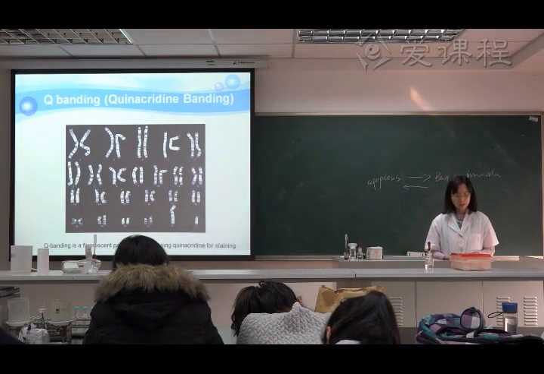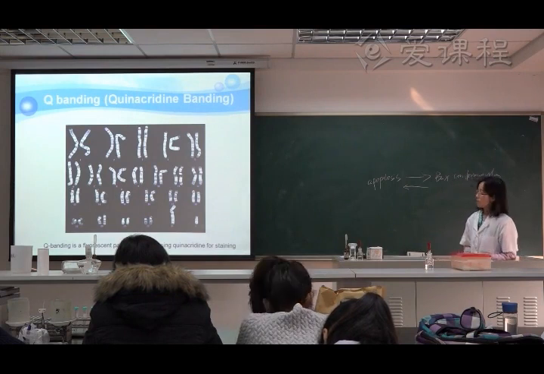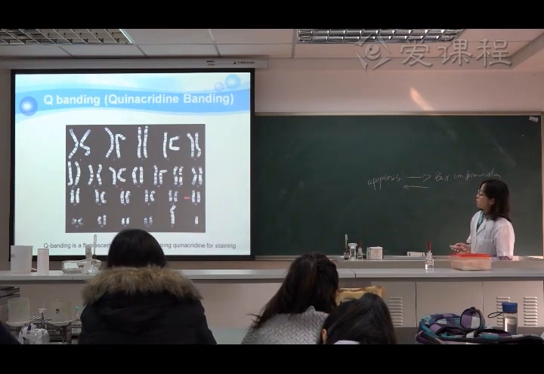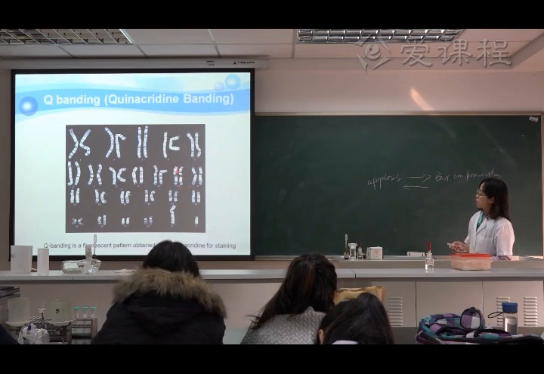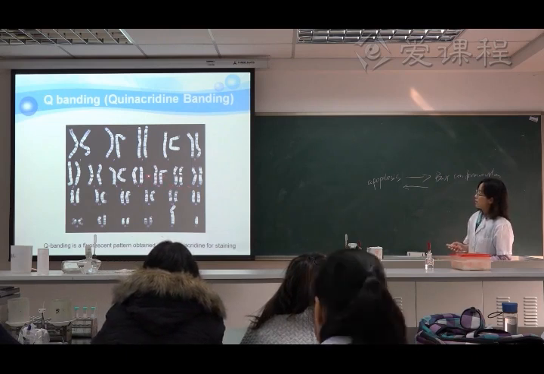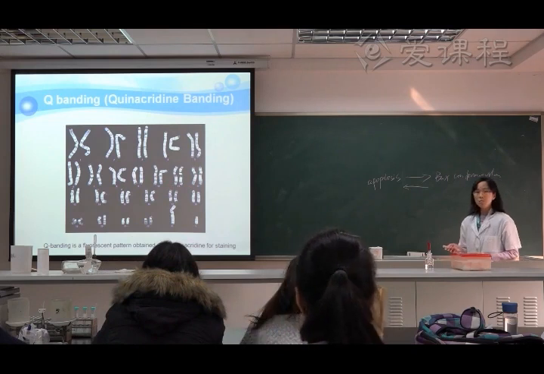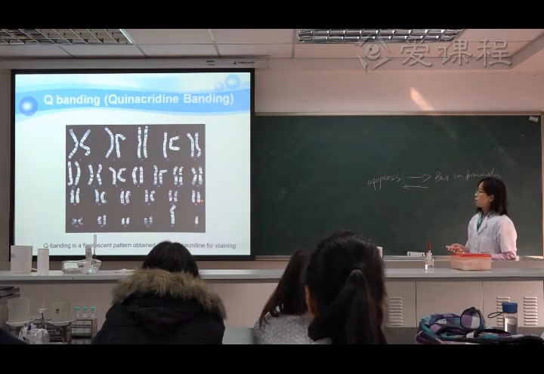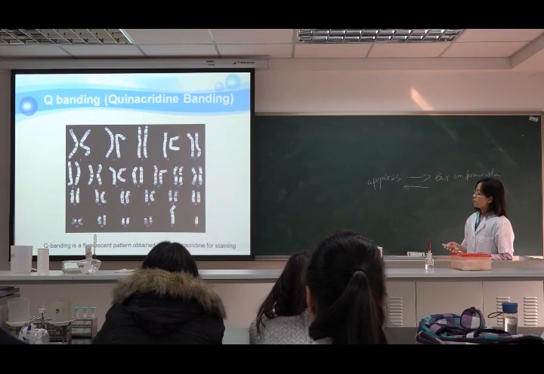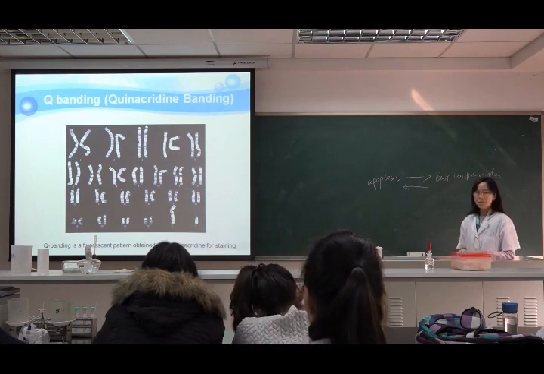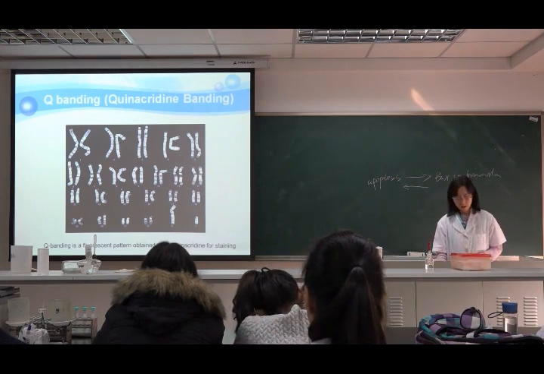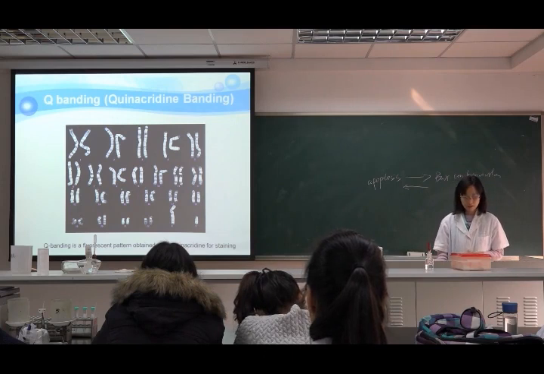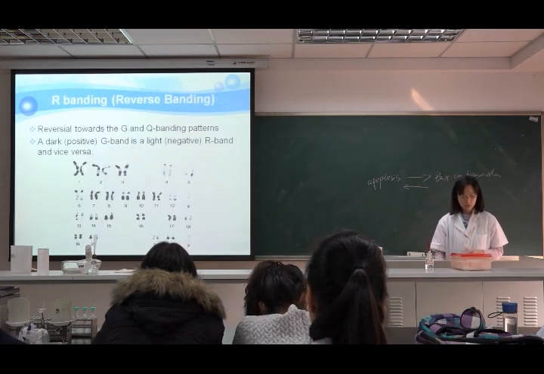And another is Q banding. Q banding is a fluorescent pattern, and we use quinacrine for staining. The band pattern is the same as G banding: the positive bands in Q banding are the same as the dark bands in G banding. This is Q banding.